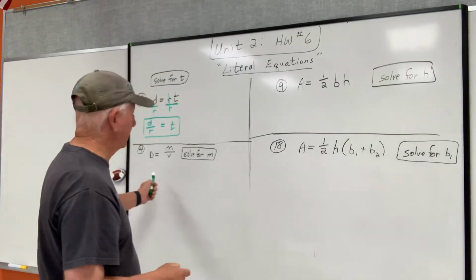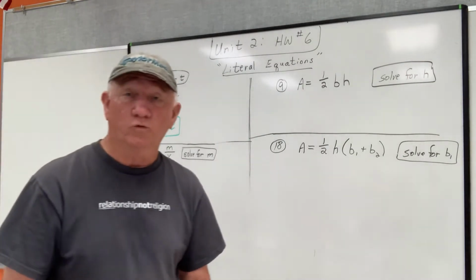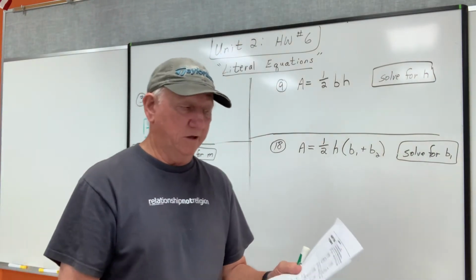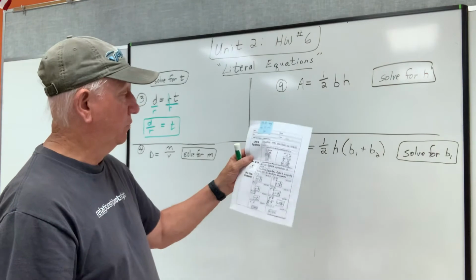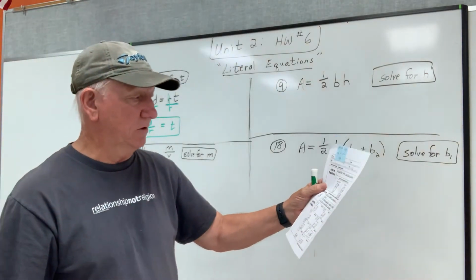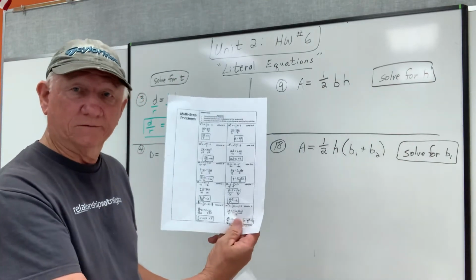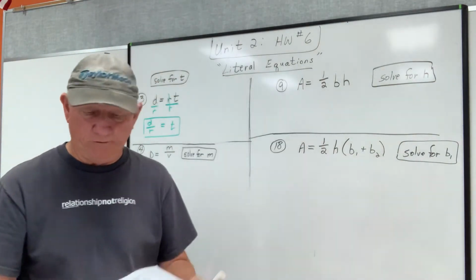Okay, move on to number 4. Now remember, we're working off the notes. So 2 and 4 are on the front page, and then we'll be doing number 9 and 18, which are on the back page. Okay, this front page and then the back page of your notes.